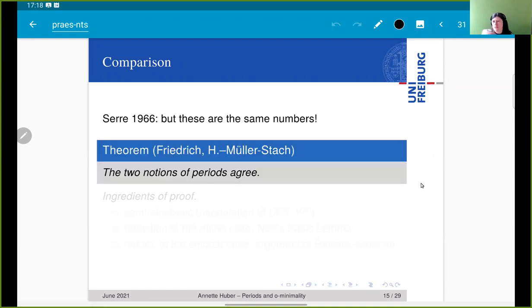And this really extends to the full picture. So these two sets of period numbers are the same. You can pick your favorite definition and you always get the same set of complex numbers. It's not only a set, it's a Q-bar algebra, if you think a little bit about it. You get the same Q-bar algebra of period numbers.